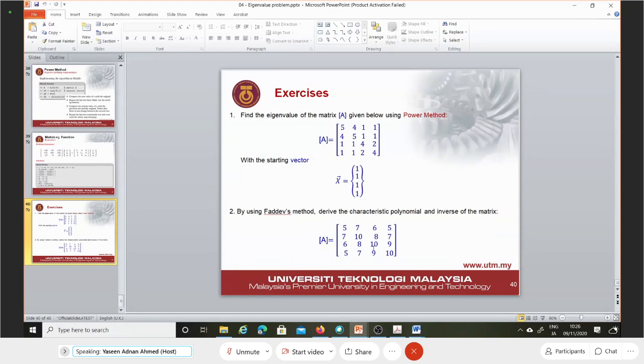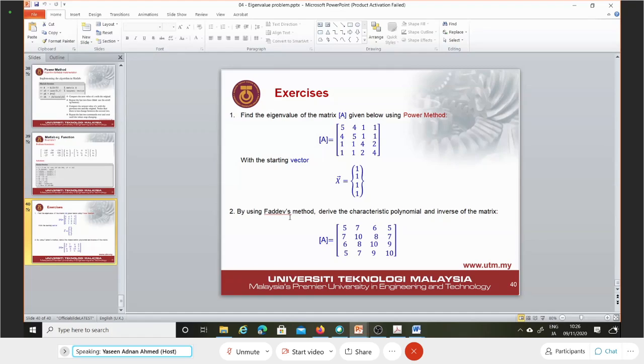Please try to write this problem. I will not solve it. You will solve, and I will just guide you how to solve. So please write the problem here. We have a 4 by 4 matrix. So normally for this method, you have to derive the characteristic polynomial and inverse matrix. So please hurry up if you want to solve this problem. So we have this A: 5, 7, 6, 5, 7, 10, 8, 7, 6, 8, 10, 9, and 5, 7, 9, 10. So when we ask the students to use the Faddeev-Leverrier method, we ask the students to get the polynomial and also the inverse matrix.